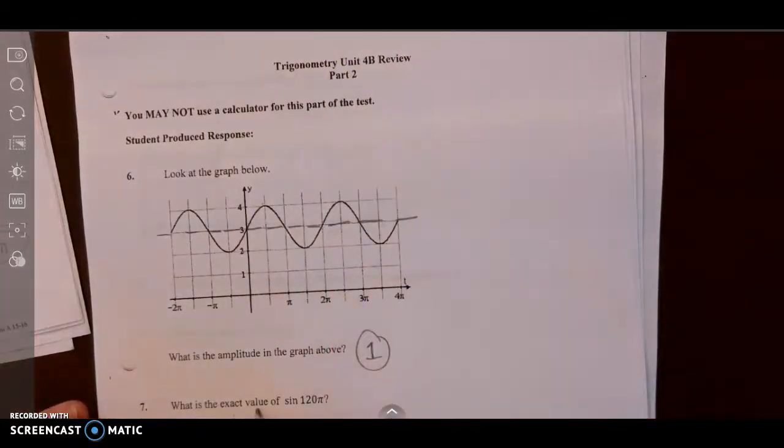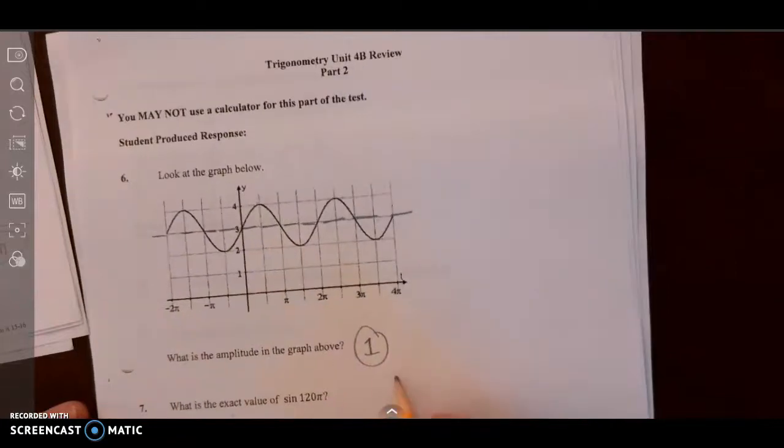What is the exact value of the sine of 120 pi? Sine, by the way, is the y coordinate. And 120 pi, because it's even, is on this side of the unit circle. So it's 0.